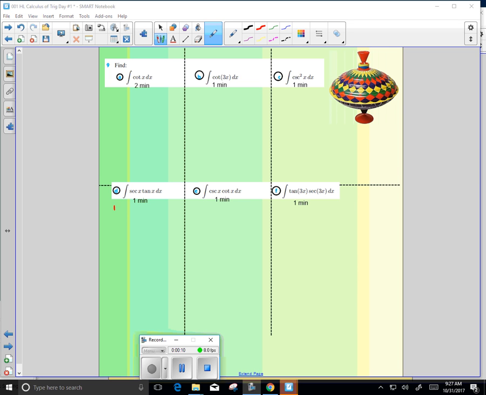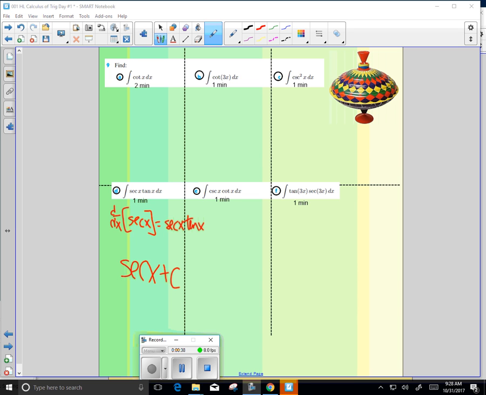So what is the derivative of secant x? Secant x tangent x. So if I have both of those, integral of secant x tangent x dx, what's that going to be? Secant x. Yep. And what do you think this is going to be? Cosecant, yep, cosecant x cotangent x. What do you think that's going to be?